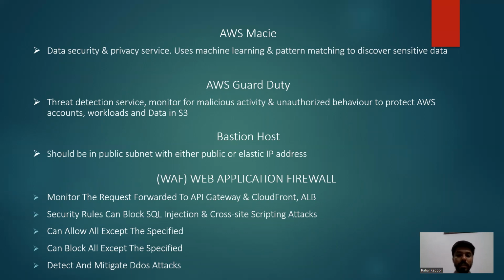Okay. Application firewall, it monitors the requests forwarded to API Gateway and CloudFront, also to ALB. So at these three places, if a request is forwarded, the application firewall can be used to monitor it. Security rules can block SQL injection and cross-site scripting attacks. Okay, it can allow all except the specified. It can block all except the specified. It also helps you to detect and mitigate DDoS attacks. Okay, so these are features unique to web application firewall.